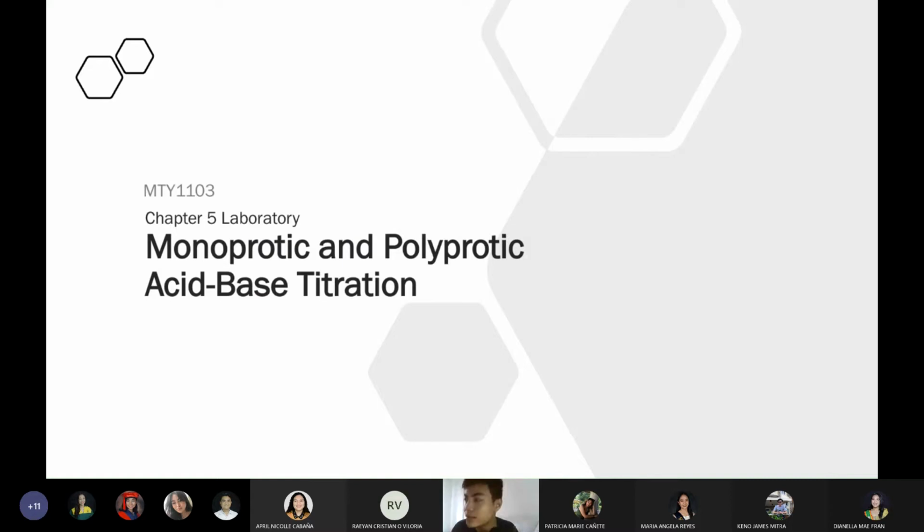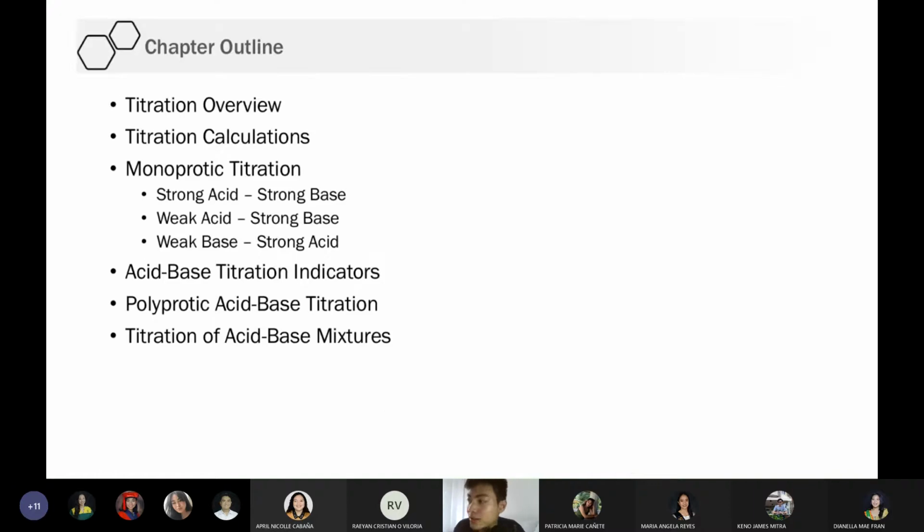Okay. So let's start our discussion. This chapter 5 is about monoprotic and polyprotic acid-base titration. So this is the chapter outline. We will try to cover up to this part. For our session today, we will discuss the titration overview. Madi-discuss din naman ito sa lecture.